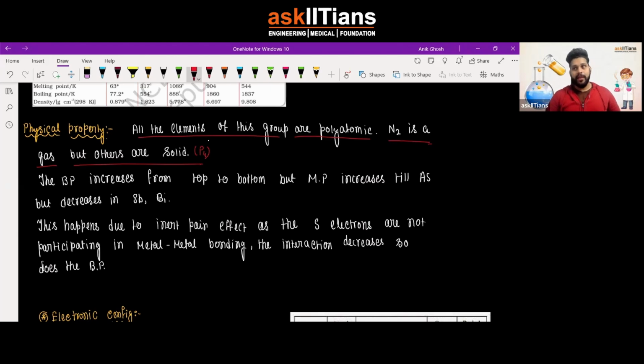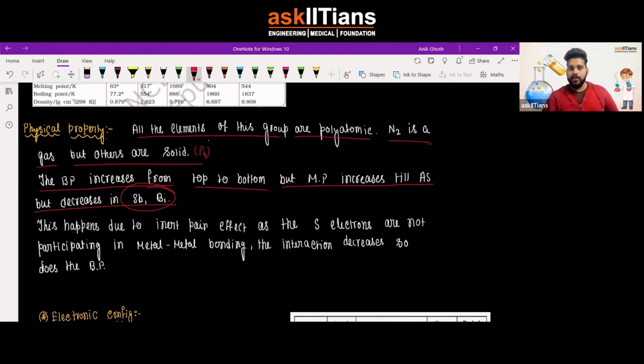That means what really is happening, guys? Nitrogen is a gas, going down, they are all solid. What do they mean by that? That means the boiling point is increasing. The more you go down, the boiling point is increasing, but it's not that simple. If you notice what I've written over here, the boiling point is increasing from top to bottom, but the melting point increases till arsenic, but decreases in antimony and bismuth. Very, very important point, guys.